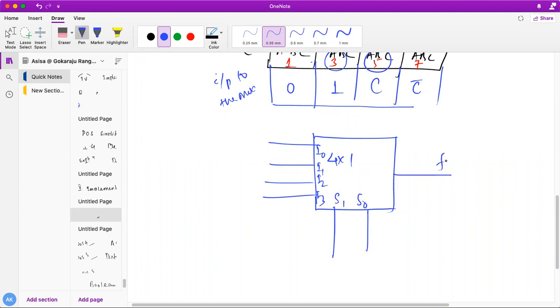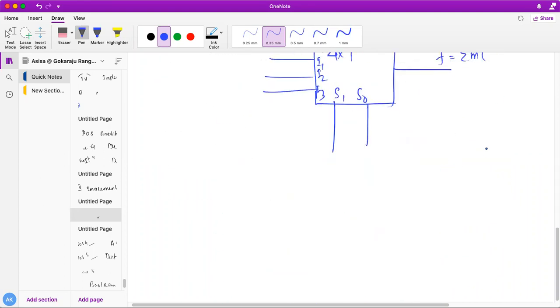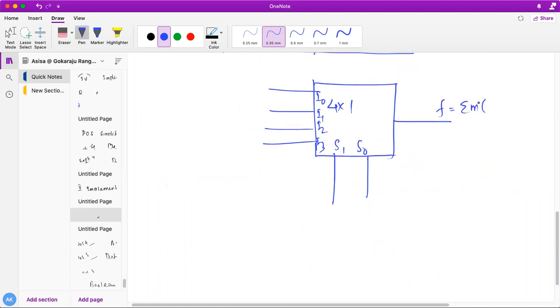This is my output, which is summation of m 2 3 5 6. So obviously, can this also be pi of M 0 1 4 7? Obviously yes. Am I correct? Whatever I have implemented here is also the same as pi M of 0 1 4 7.